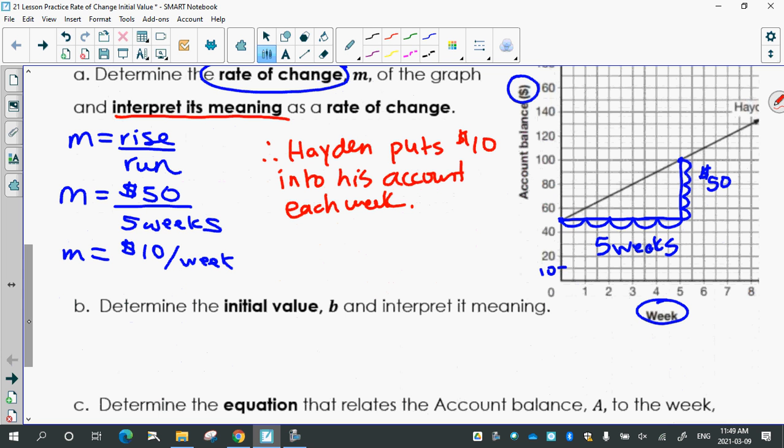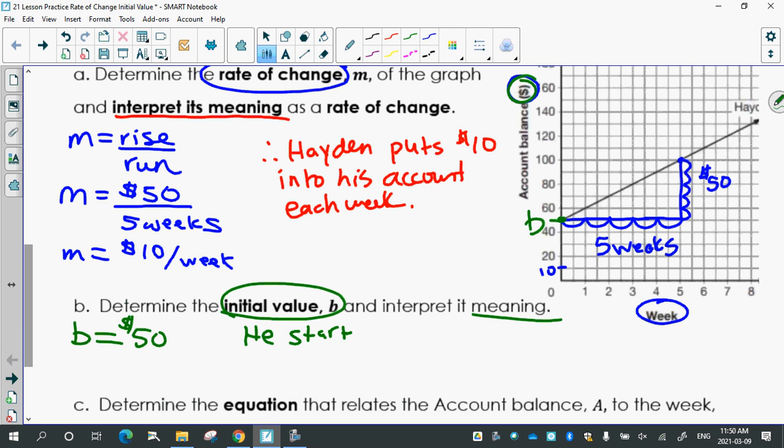B, determine the initial value B and interpret its meaning. So we look on the graph and see if it's on a corner, and it is. So B is right here. Now when we're doing initial value, we want to use units if we can. So B is 50, would you say that is? 50 what? It's on the y-axis, dollars. What would its meaning be? He started with $50 in the account. He started out with $50 in the account. Perfect.